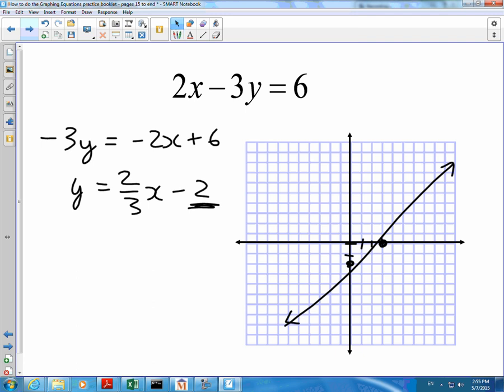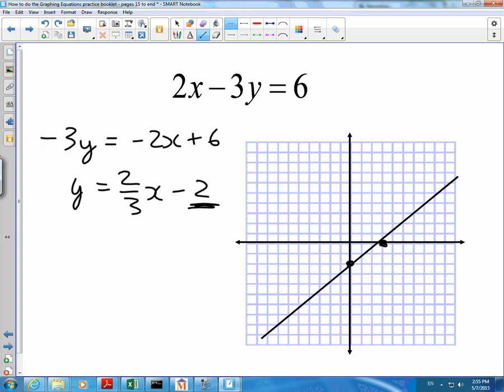That's way off. I'm actually going to undo that. That offends my eyes. There we go. Up 2 and over 3. And I'll actually use a line drawer for this. There we go. That's a little better.